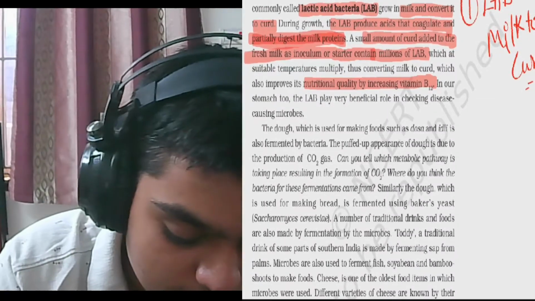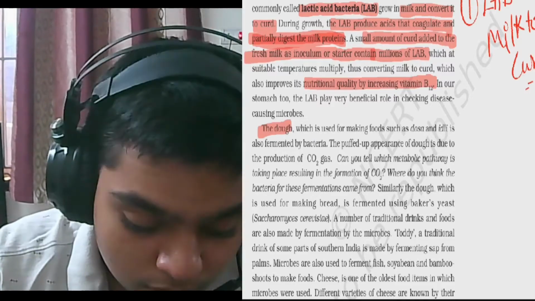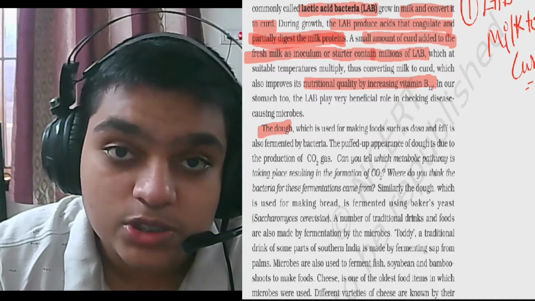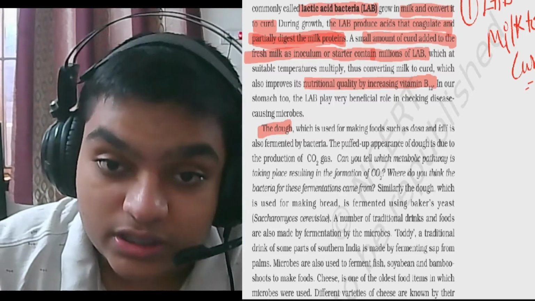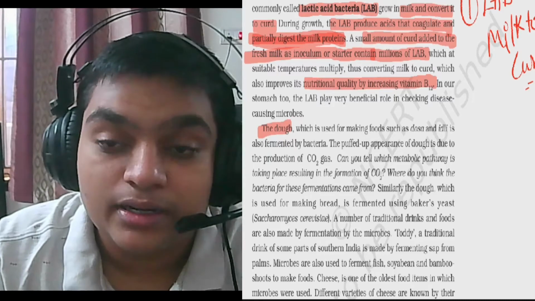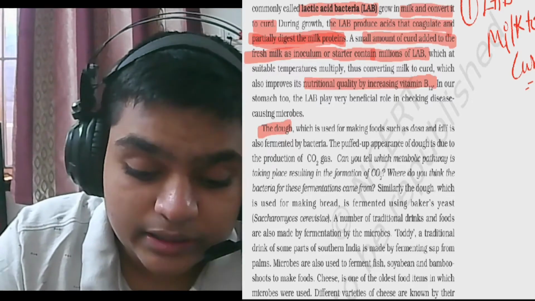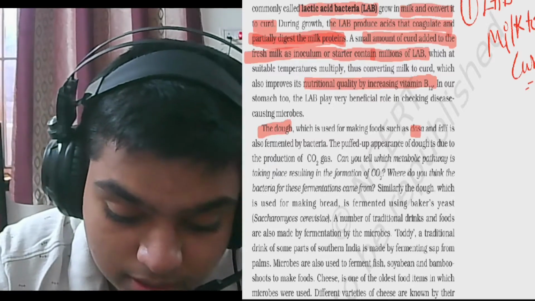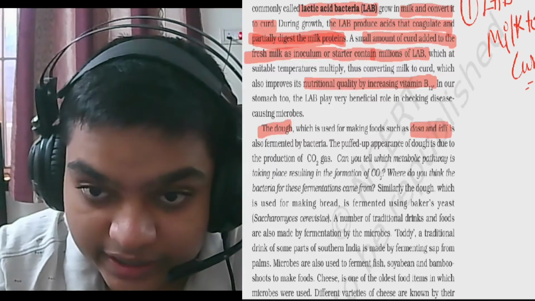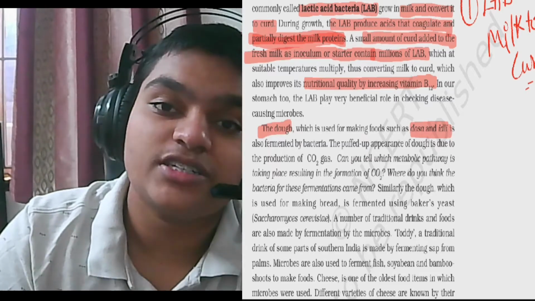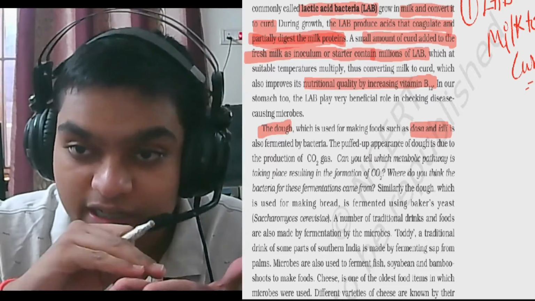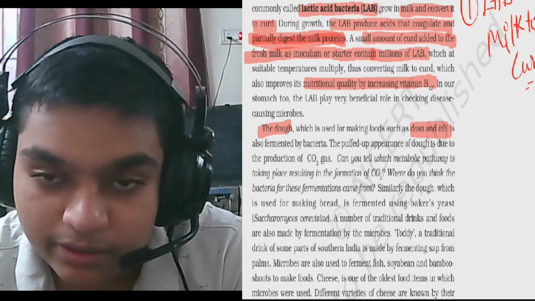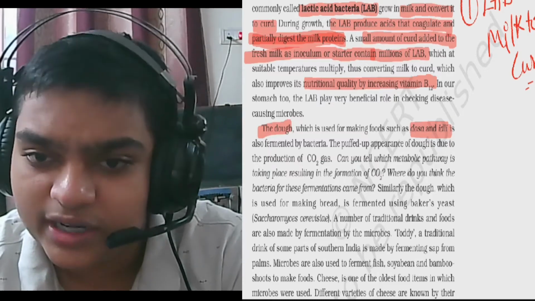Next use of microbes is in the preparation of dough. It is used in making breads. The dough is used in making chapatis. That dough is fermented while preparing idli and dosa. Idli and dosa dough is fermented, but the dough we use in chapatis is fluffed. The fermented dosa and idli dough we cannot call dough, but we can call it batter.